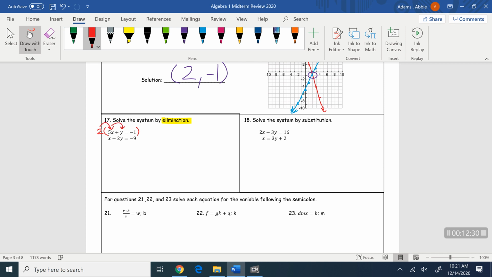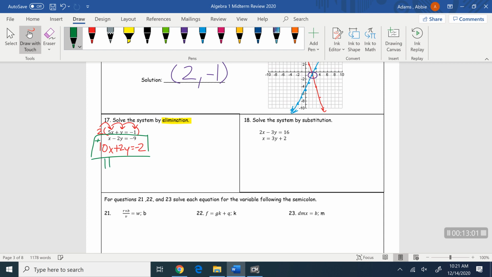I'm going to have to distribute the 2 to every term in the equation, giving us 10x plus 2y equals negative 2. Now looking at this, if I'm looking at my two equations, I've got x minus 2y equals negative 9, then 10x plus 2y equals negative 2. Our y's have opposite coefficients that when they add together, they will be eliminated. So let's add the two equations together.